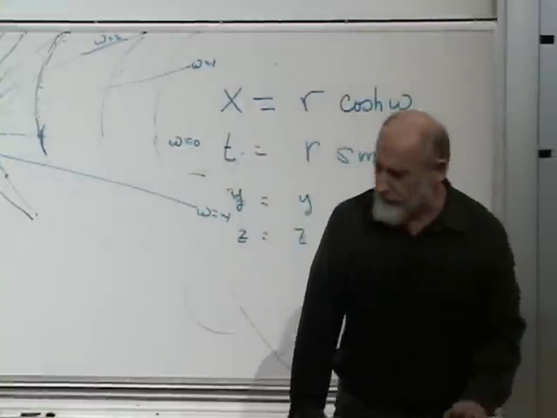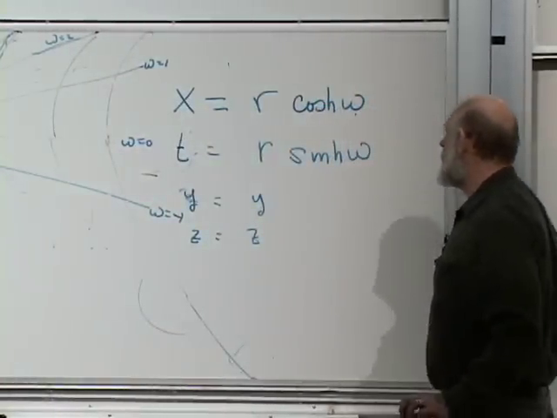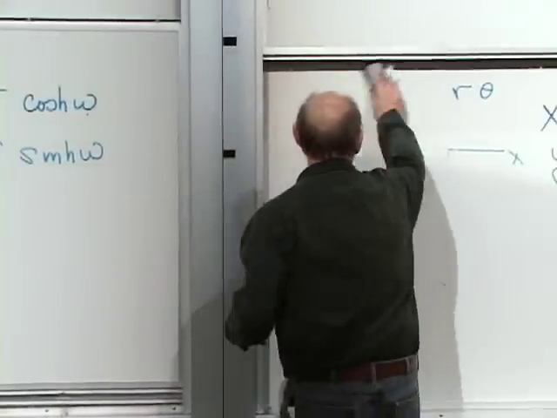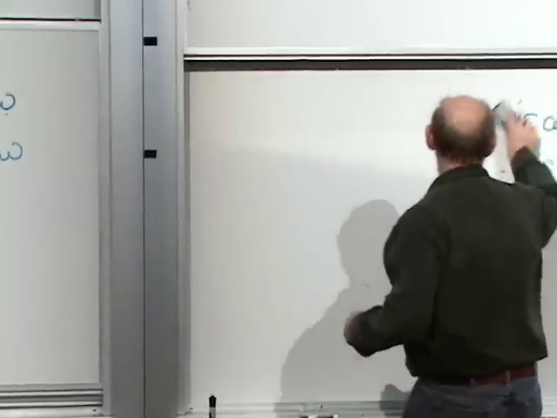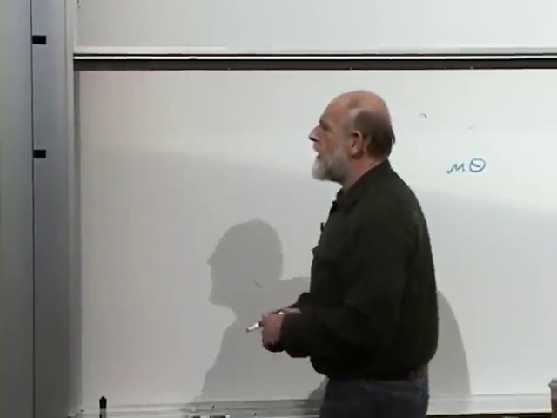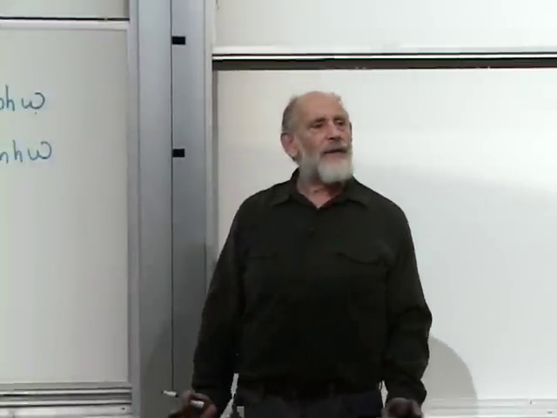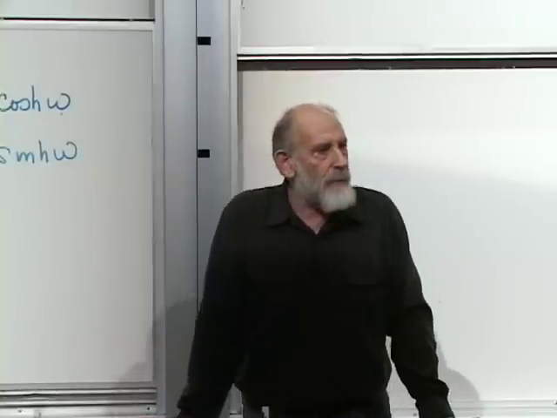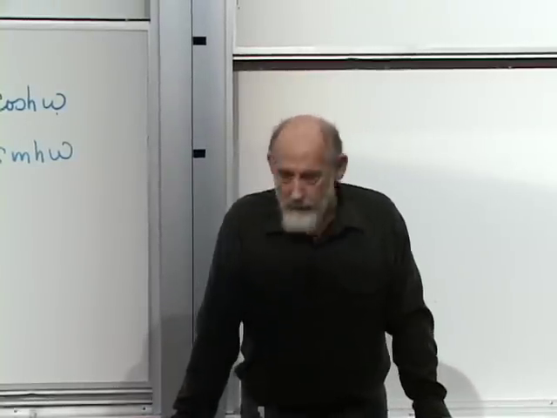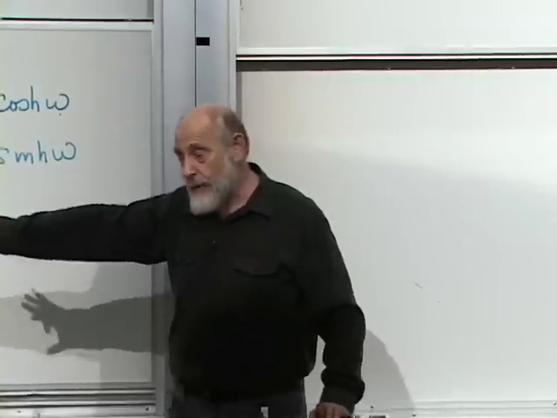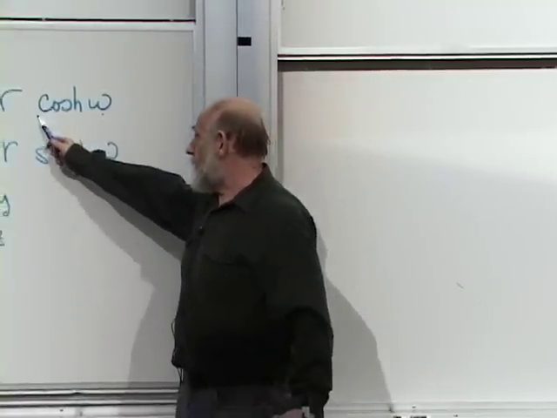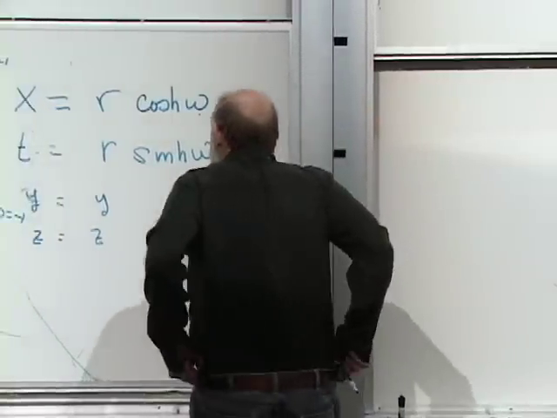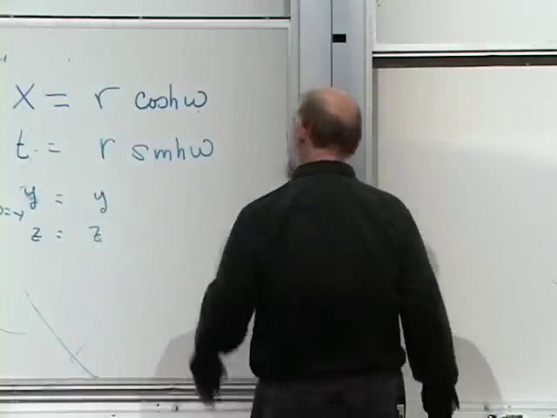What else do we have to say about this? I wanted to say something else about this. Oh, yeah. Let's work out the metric of flat space. Now, we're talking about flat space. All right, this is flat spacetime, but I want to write its metric in terms of r and cosh omega. Okay, we can do this in a number of ways. Let's just brute force it.